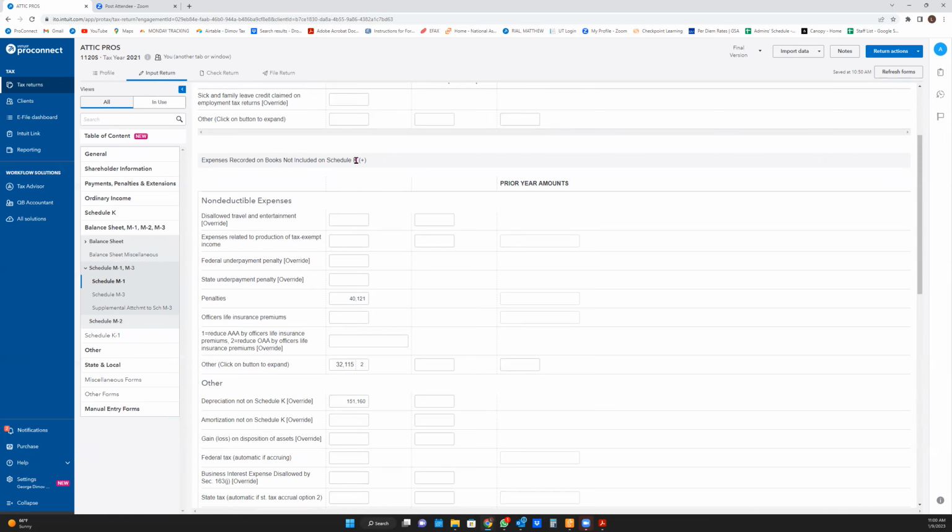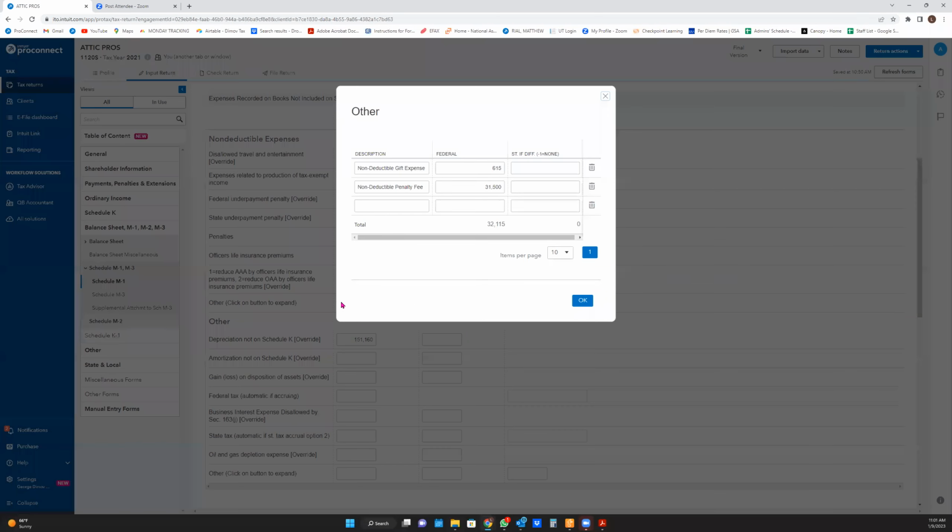Penalties are not deductible, okay? So for tax purposes, remember how we were adding back the depreciation and amortization to get to the actual P&L provided by the client. Well, penalties, we're going to add them back as well because they have been taken on the books but are not going to be taken on the tax return. But that would be to arrive at the actual tax return number. So penalties, 40,121, we're going to input them. Other, let's see what other, non-deductible gift expense, non-deductible penalty fee of sorts, which is penalty fee. I would just lump in with the penalties, but sure.